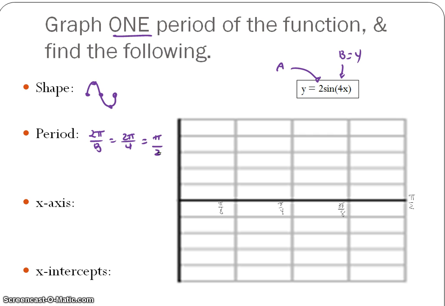So the period is pi over 2, which means if it starts on the x-axis at the origin, it's going to end at pi over 2. The period is the distance it takes to make one complete wave. So if we need to figure out the x-axis scaling, it's going to be the period over 4, which is pi over 2 over 4, or you can write it as 4 over 1. I do that because I have a fraction divided by a fraction, so I'm going to multiply by the reciprocal, and we get pi over 8.